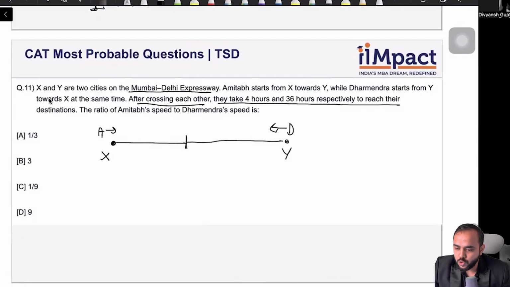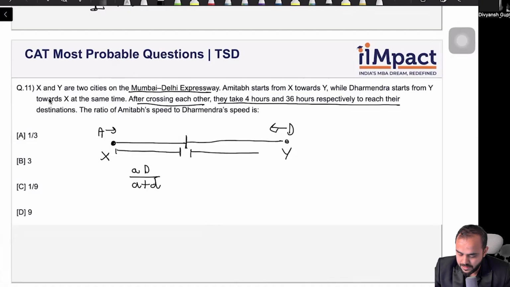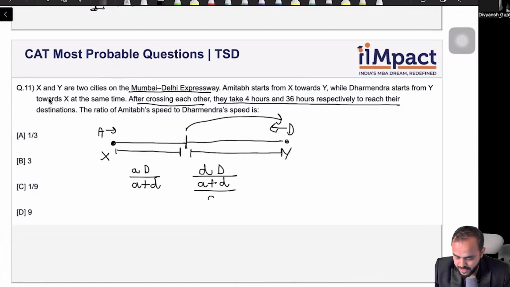The time period to meet will be distance divided by sum of their speeds, and let's call that A plus D. Now, this particular distance is going to be Amitabh's speed into this time period, and this distance is going to be Dharmendra's speed into this time period. Now, Amitabh will cover this distance at a speed of A, and Dharmendra will cover this distance at a speed of D.